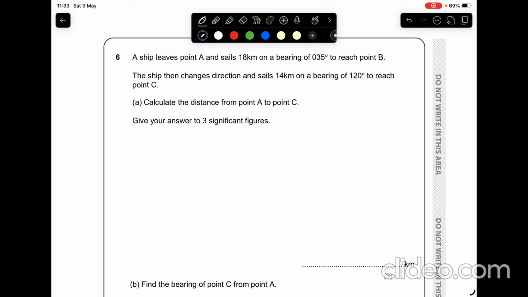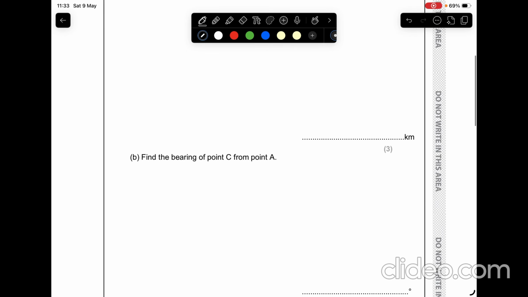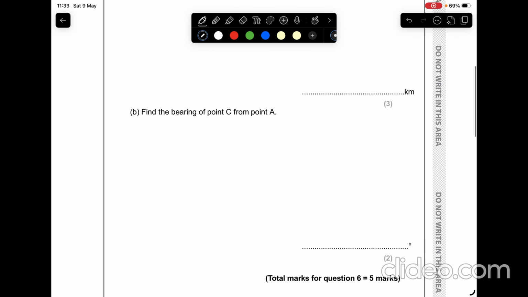A ship leaves point A and sails 18 kilometres on a bearing of 35 degrees to reach point B. The ship then changes direction and sails 14 kilometres on a bearing of 120 degrees to reach point C. Calculate the distance from point A to point C. Give your answer to three significant figures. That's part A. And then part B says find the bearing of point C from point A. We're going to do both of these.